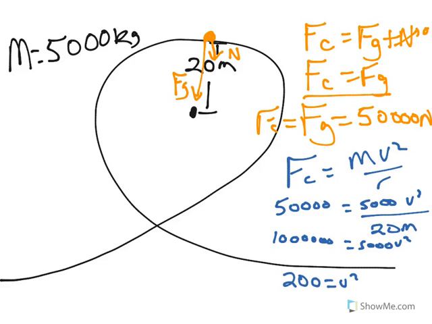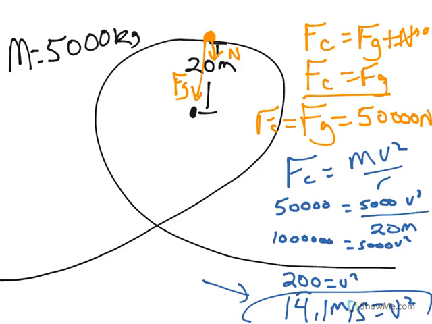And then I have to do the square root, and so I get 14.1 meters per second equals v. If it was going 14.1 meters per second, it would ensure that the roller coaster stayed in a circle. That would be the absolute minimum speed. I can't spell minimum, so we'll just say the least speed, the least speed it could possibly have.